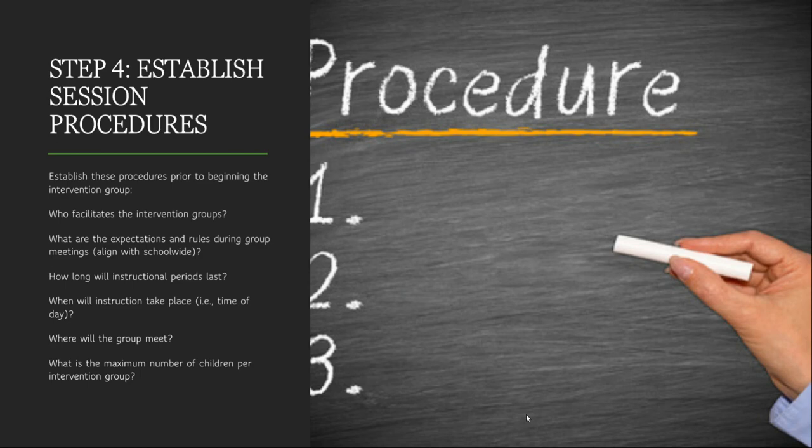So some things to think about is who's going to facilitate the intervention groups, what are the expectations and rules during that group, and those should always align with those tier 1 universal school-wide expectations. How long will the instructional period last? Will it be 30 minutes? Will it be 60 minutes? When will the instruction take place?